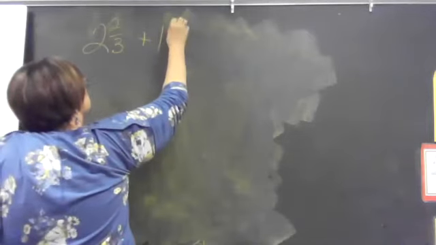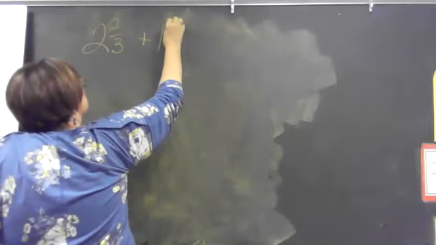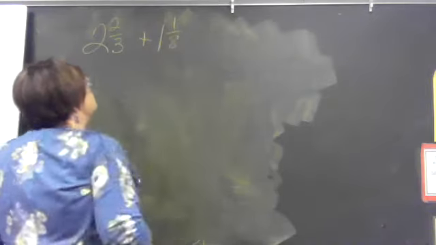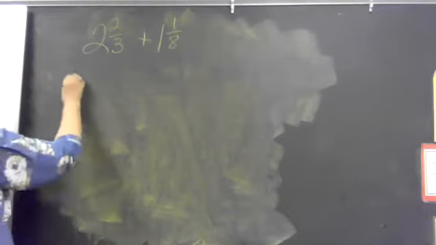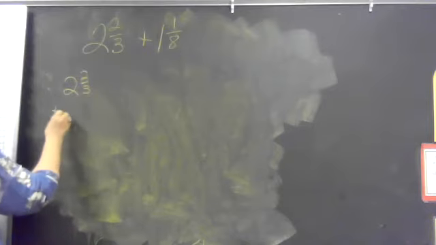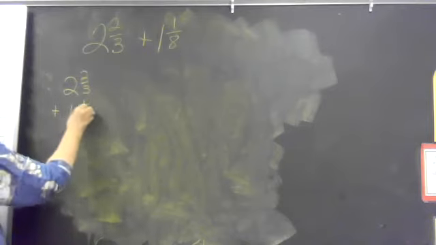Okay, let's do 2 2/3 plus 1 and 1/8. Let's do that. So, write it up and down. 2 2/3 plus 1 and 1/8.